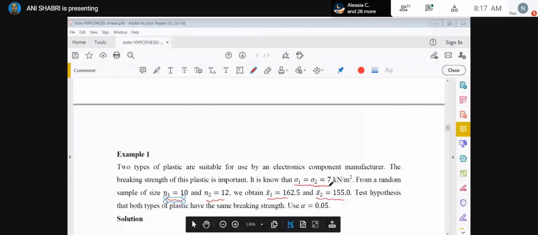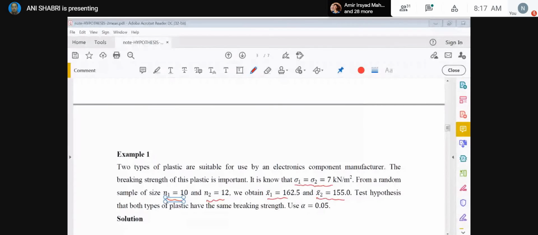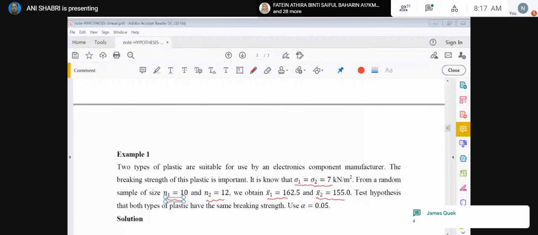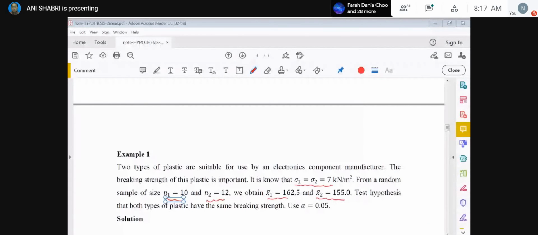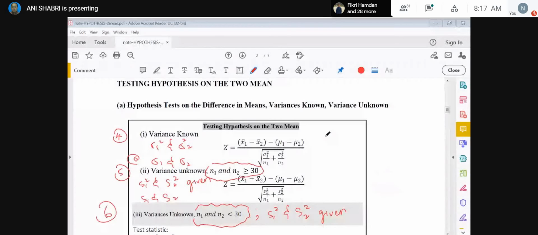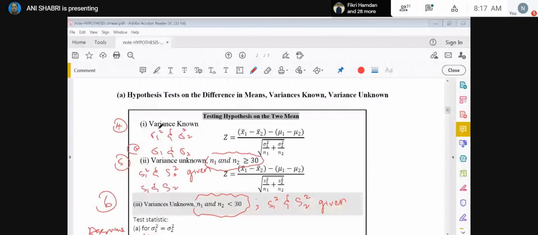Okay, which number is suitable? Okay, Fikri, which number, Fikri? The variance is known, number 4. Okay, number 4. Why number 4? Because the variance is given. Variance is given, so we concentrate on using formula number 4.